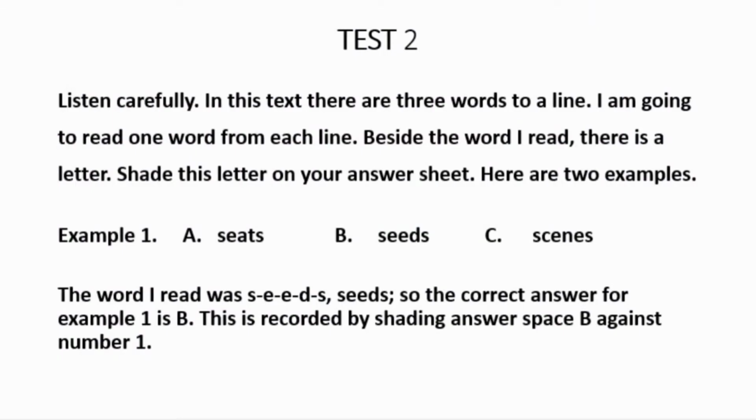Test 2. Listen carefully. In this test, there are 3 words to a line. I'm going to read one word from each line. Beside the word I read, there is a letter. Shade this letter in your answer sheet. Here are 2 examples. Example 1. Seeds. The word I read was S-E-E-D-S, seeds. So the correct answer for example 1 is B. This is recorded by shading answer space B against number 1.